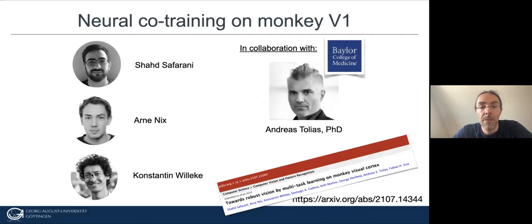Okay, so this was basically the conceptual background and our way to think about this problem. And now we try to put this into practice. And of course, this is a difficult task. So this is basically our first step into this direction. And that is neural code training on monkey V1.